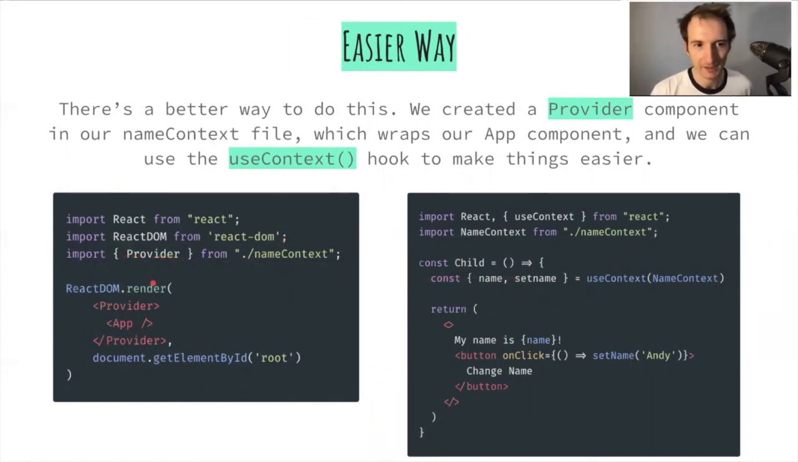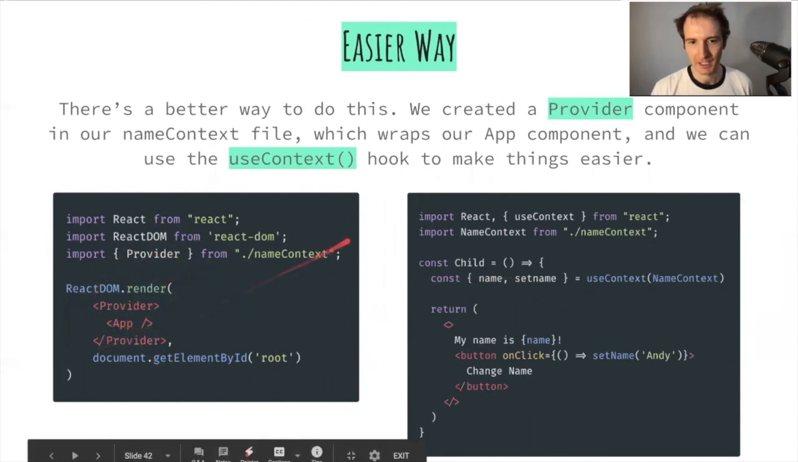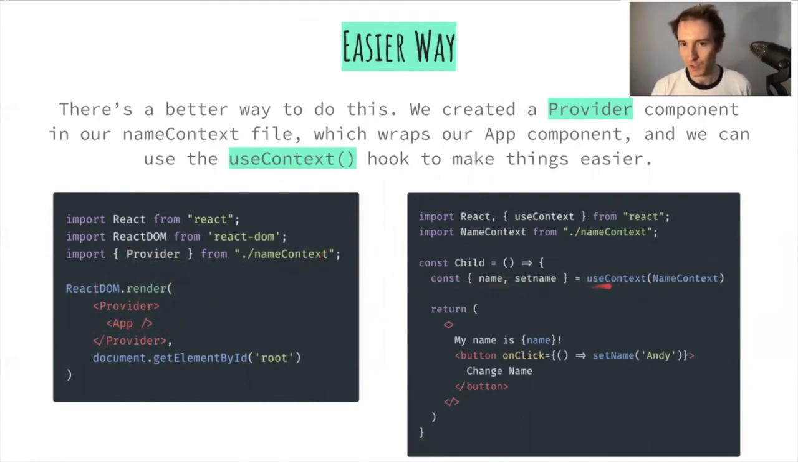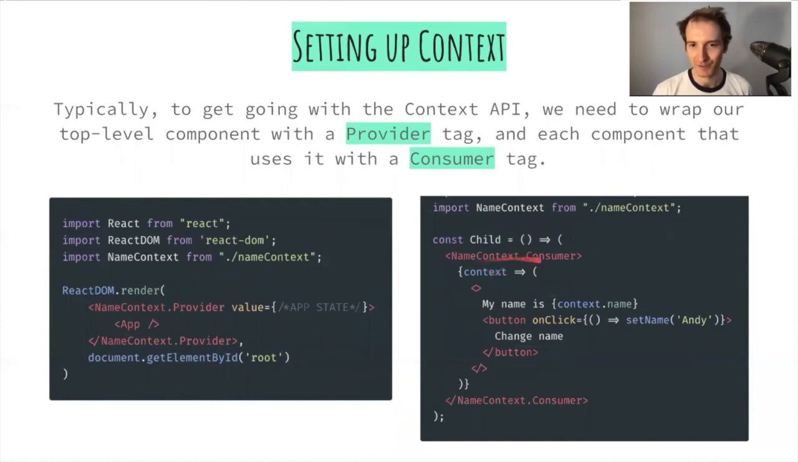So we have some provider. We can export this from the name context file. We still need to wrap it around our application. But we now have something called the useContext hook, which comes from React. And if we pass in a context, then we get back an object which is all of the things that we're exporting from that context. So that's a lot easier, not having to sort of wrap things in a consumer.